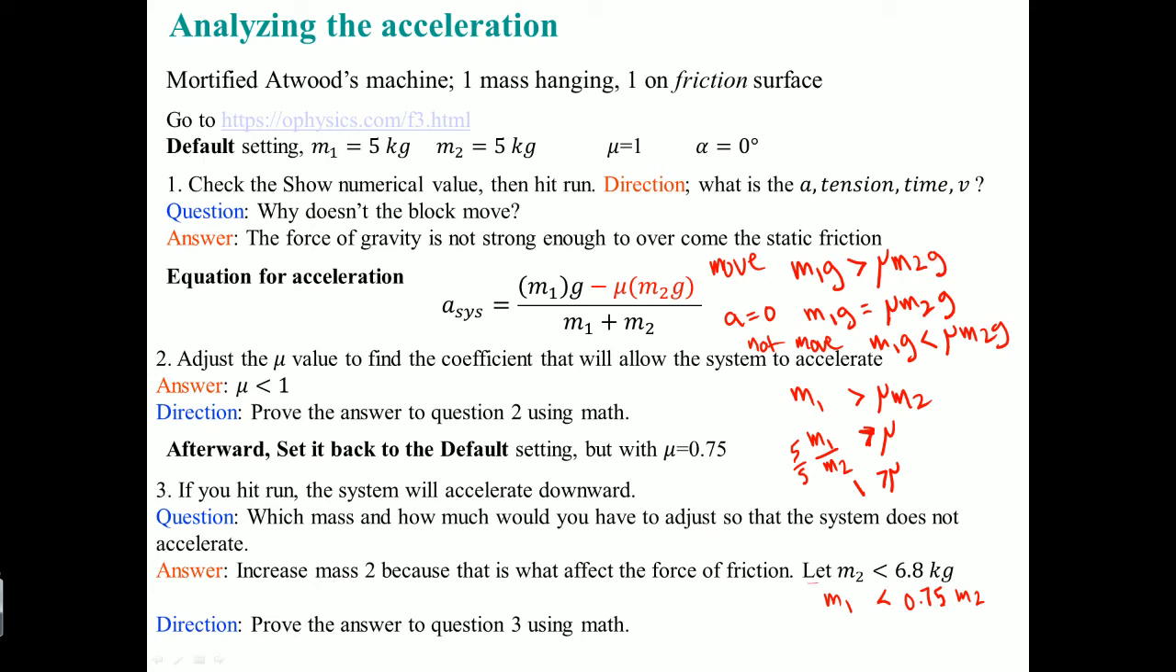So we would just have to divide it over. Divide 0.75 to the other side. You get m2 has to be greater than m1 divided by 0.75. And in this case, if we plug in the number 5 here, let's see if that works. So 5 divided by 0.75. Correct. So this value is roughly 6.66 less than m2, which is close to what we got here. Okay? That's the mathematical way, right? So remember this. Good job.